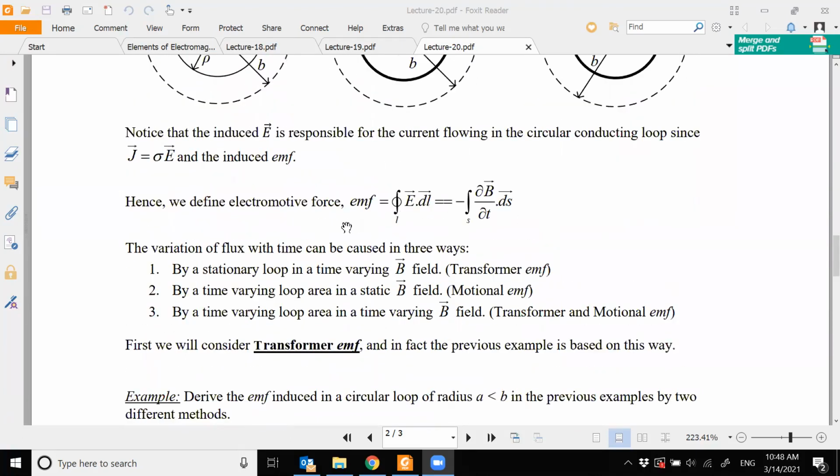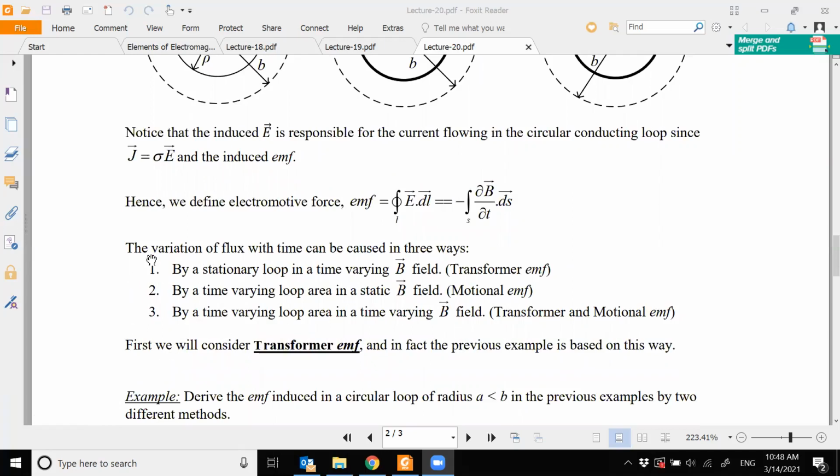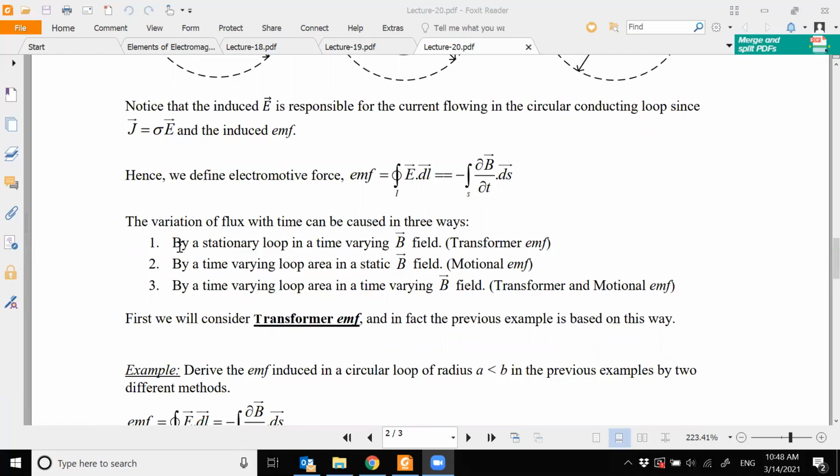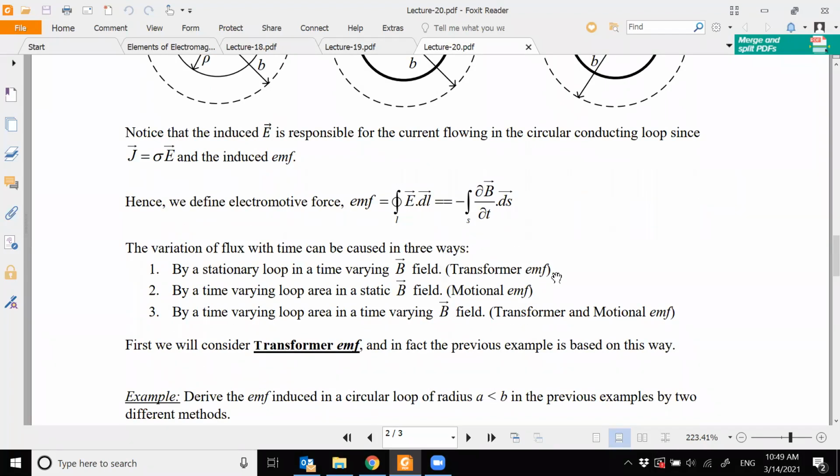Now, the EMF which is produced can be classified into three types. First is by a stationary loop in a time varying field. So what is that loop? Loop is nothing but this loop which I am talking about, the conductor. So if the conductor loop is stationary, that is, it is not moving, and your magnetic flux density is time varying, then an EMF will be created, and that is called transformer EMF, which is nothing but this example. Our loop is stationary, but our magnetic flux density is time varying. So this type of EMF is called a transformer EMF. Why? Because the EMF which is created in transformers is based on the stationary loop and the time-varying magnetic flux density.